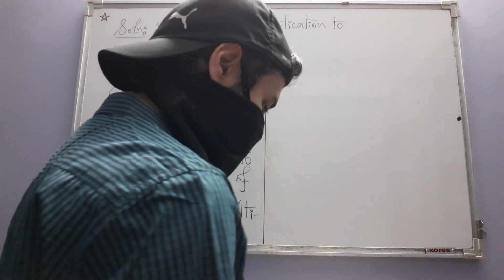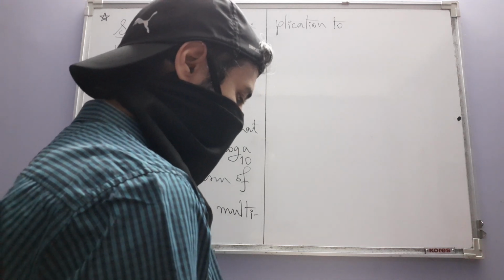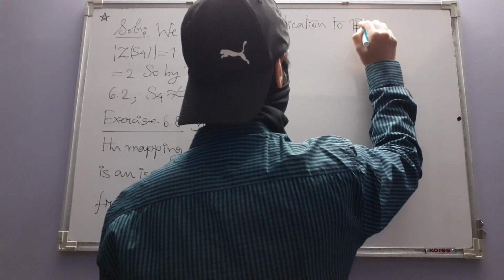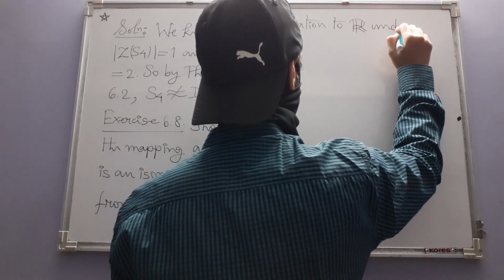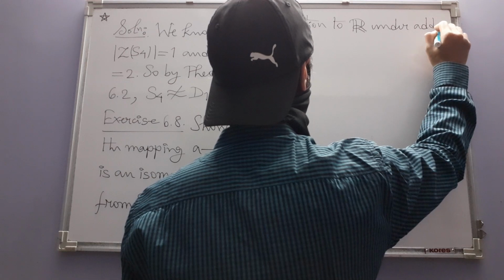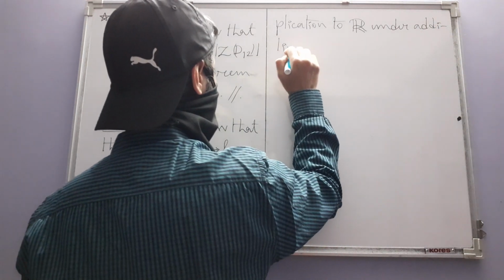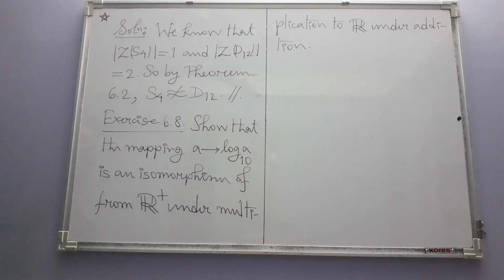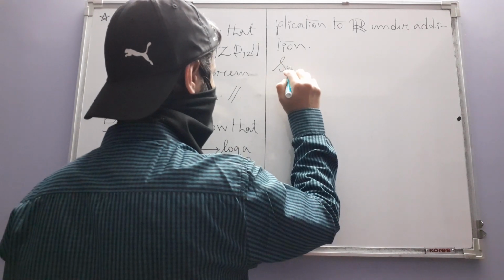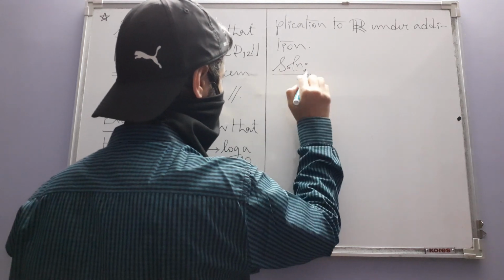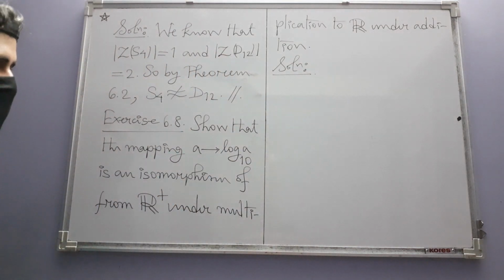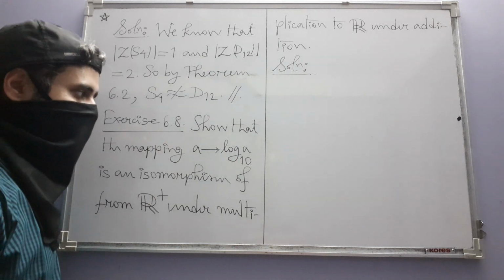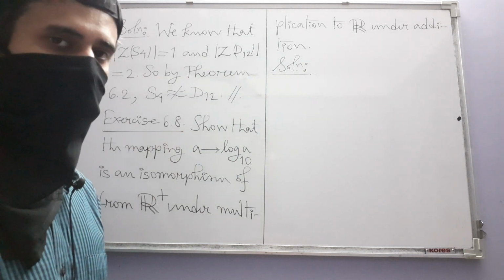To the set of real numbers, which is a group under addition. Okay. So here the mapping is given, so we just have to prove that it's an isomorphism. Now we already know something about this map, namely that it is a bijection.